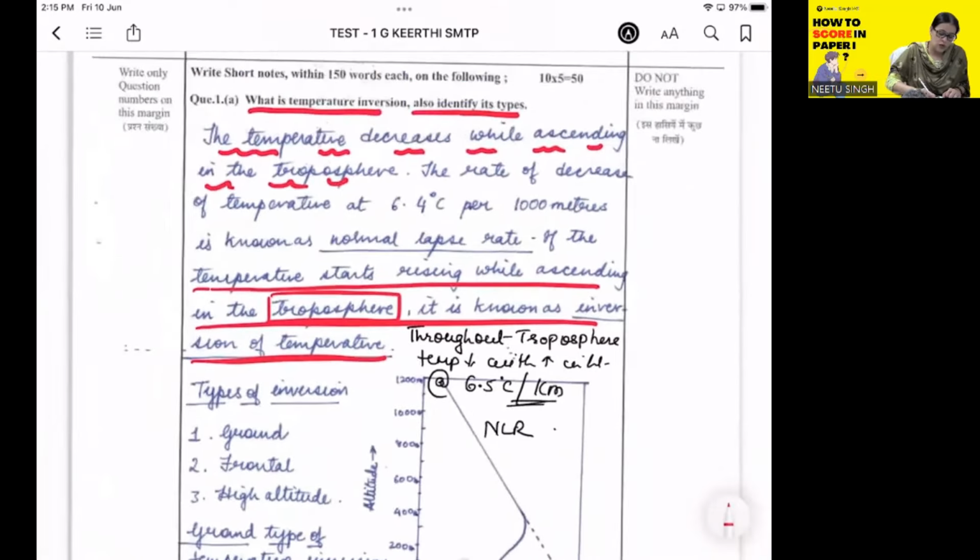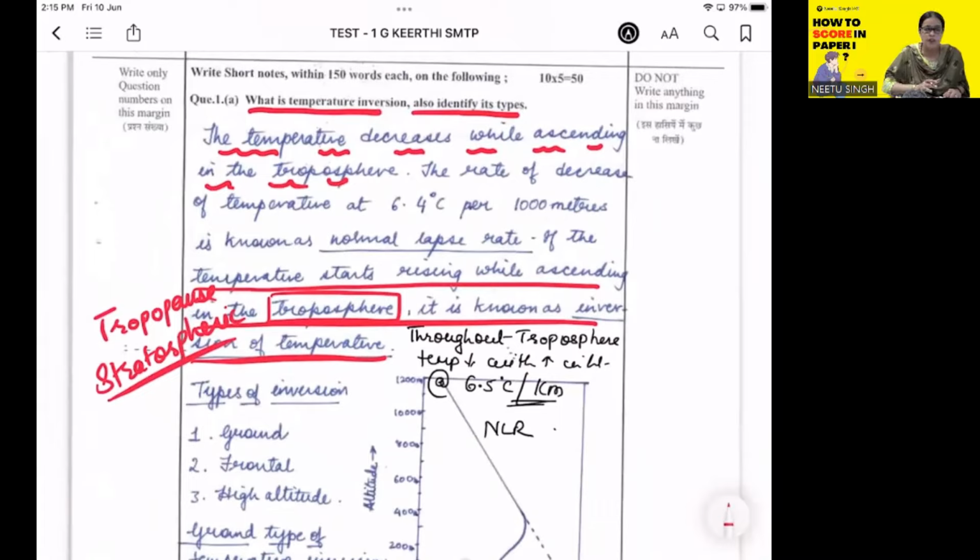The question is asking me to write about types. So I do have inversion at tropopause level. I have inversion at stratospheric level. And if I'm missing out on these, is it not going to cost my marks? I think I make sense. You have to understand that the demand of the question has to be very strongly taken into account.